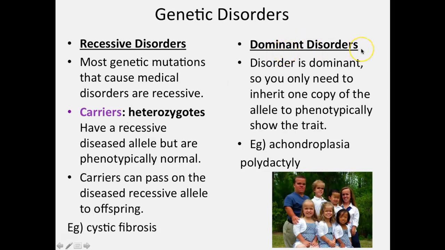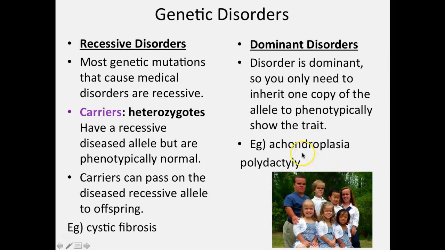Dominant disorders are more rare, but they exist. That means that in order to have a disorder, you only need to inherit one copy of the diseased allele in order to phenotypically have a disease. So polydactyly and achondroplasia are both examples of this. And actually Huntington's disease is also an example of this, where you inherit just one copy, so just from one of your parents, that you inherited a dominant allele. The other one may be dominant, the other one might be recessive, but it doesn't matter because you have a dominant disorder, so you phenotypically have the disorder.